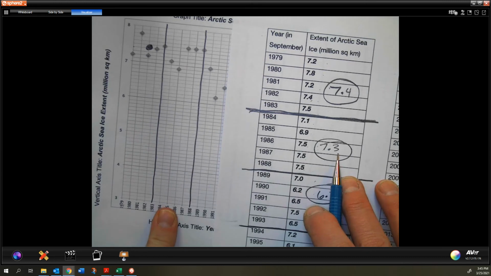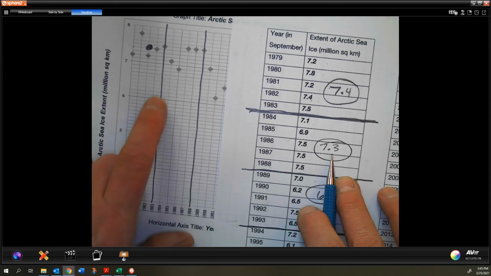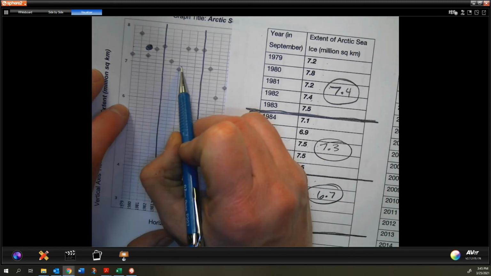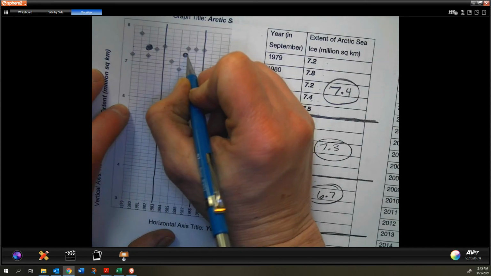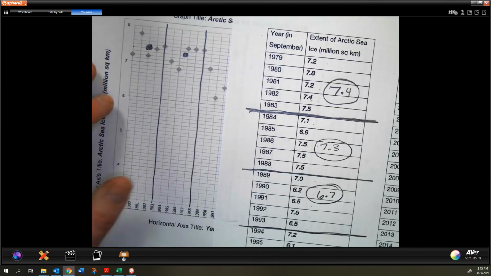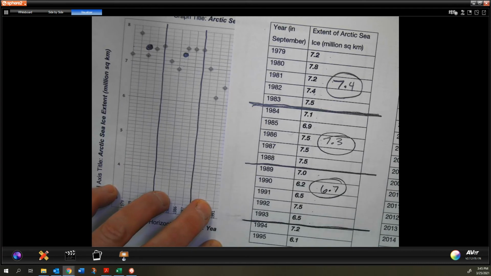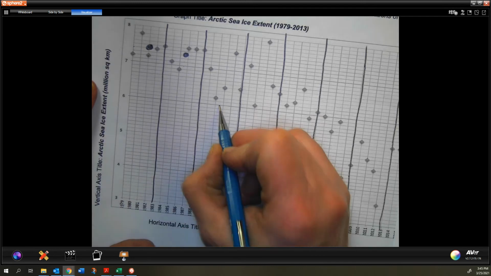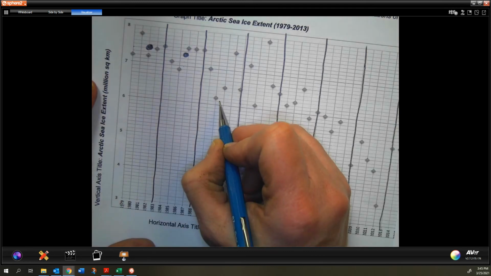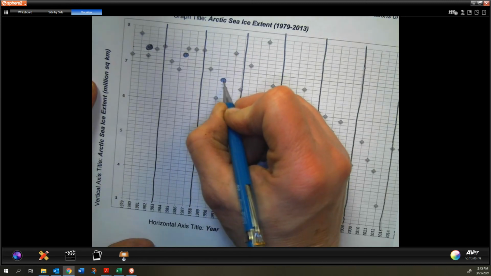For the next 5 years, which is 84 to 88, the average was 7.3. So here's 7. I'm going to go right in the middle. 7, 1, 2, 3. 7.3 is right here. It might be easier to put a star or something in as long as you can tell what it is. That'll work. And then the last one, the next set of 5 years, the average was 6.7. So here is the middle of that next chunk. And here's 5. No, that's 6. 1, 2, 3, 4, 5, 6, 7 is where that's going to go.